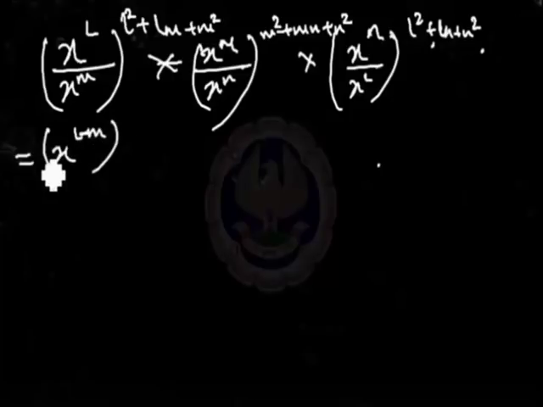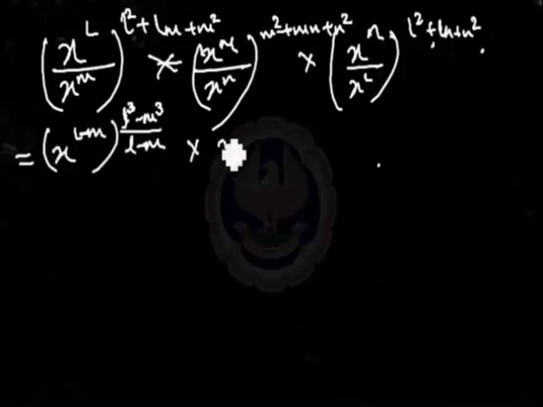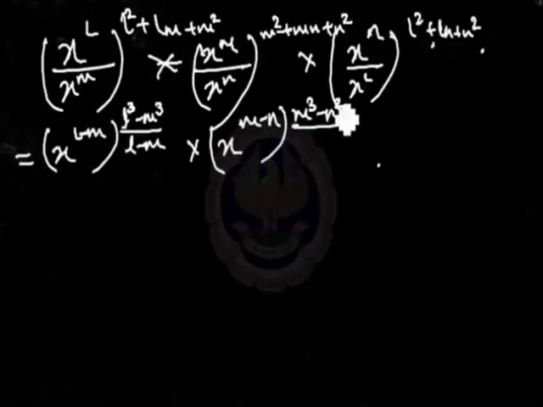We just wrote that l square plus lm plus m square is equal to what? l cube minus m cube divided by l minus m, right? We just found out. Similarly, you can write that x to the power m by x to the power n is actually equal to x to the power m minus n, right? Whole into m square plus mn plus n square can be written as what? m cube minus n cube by m minus n. Agreed?